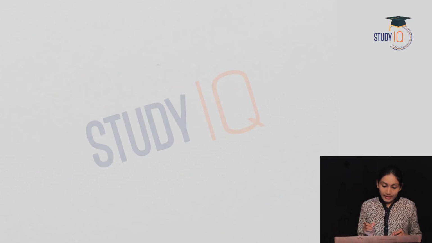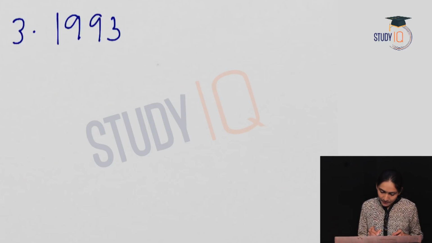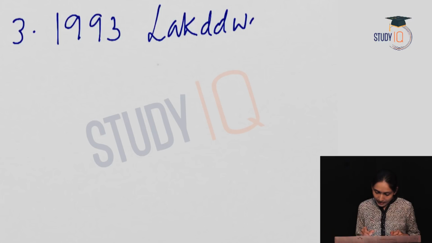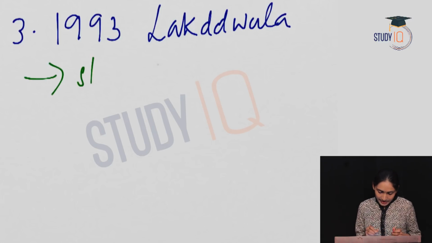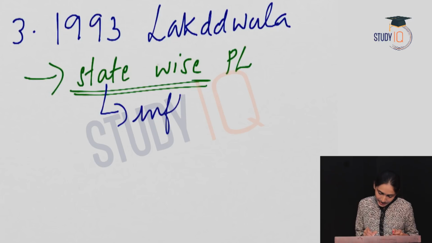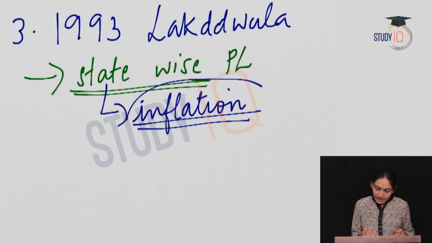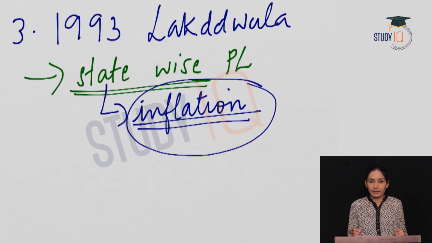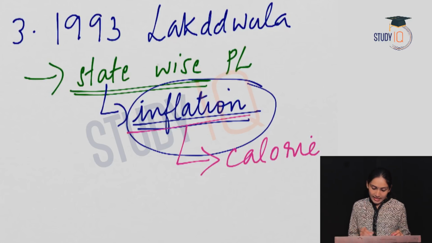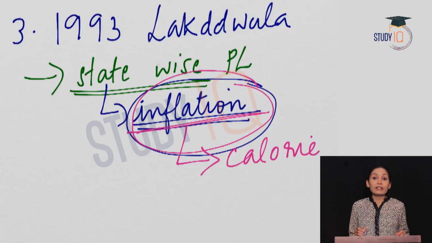In 1993, the Planning Commission set up another important committee to estimate the poverty line, the Lakdawala Committee. The Lakdawala Committee recommended a state-wise poverty line. Why? Because the committee said that for every state, the rate of inflation is different. So this committee recommended that inflation must also be considered while estimating the poverty line. It said that inflation is one important determinant of calorie consumption, and that is why this committee stands important even now. The poverty line must be calculated differently for different states, because the inflation rates in different states are different.